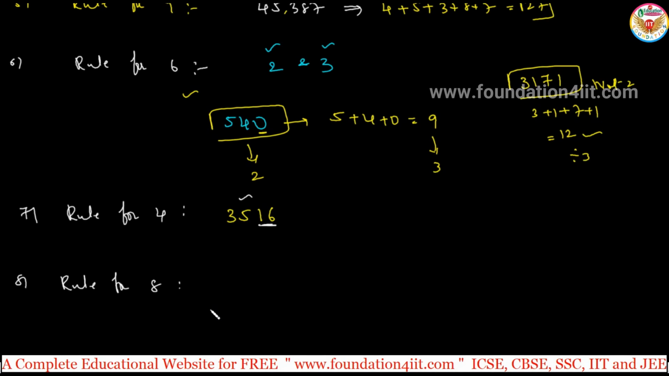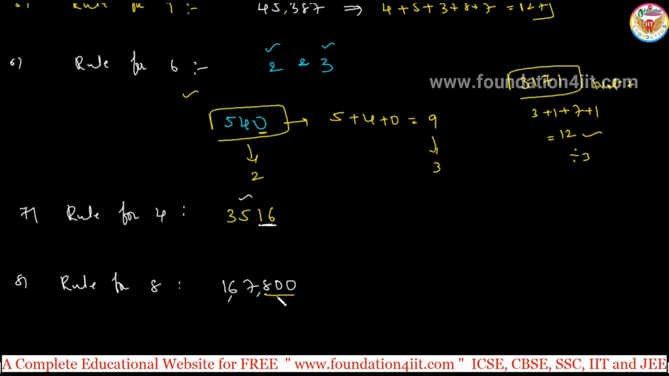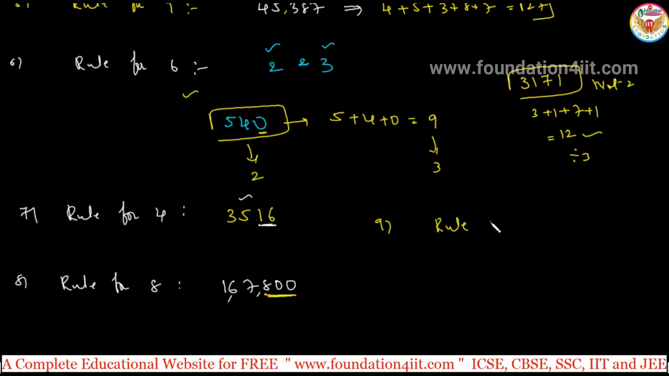When you come to 8, take the last three digits. Like 1,67,800, this number. The last three digits are in the 8 table. If the last three are divisible by 8, then the entire number is divisible by 8. For 4 it is the last two and for 8 it is the last three digits; if they are divisible by that number, then the number is divisible by those. Right? And see the rule for 11 also.